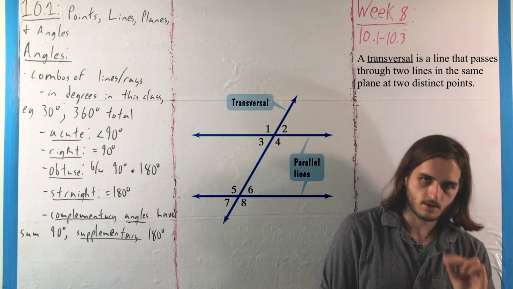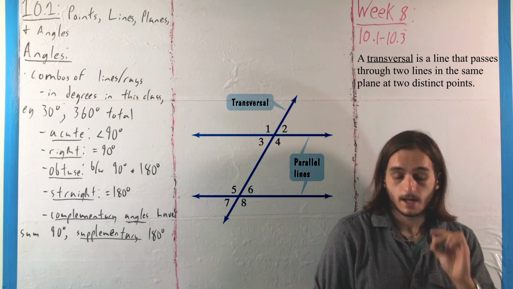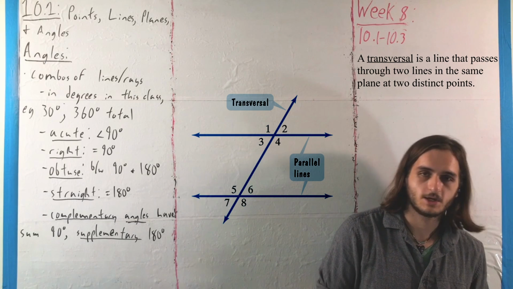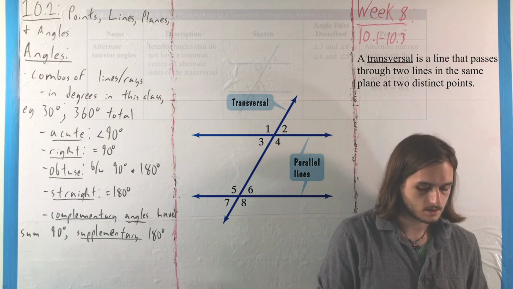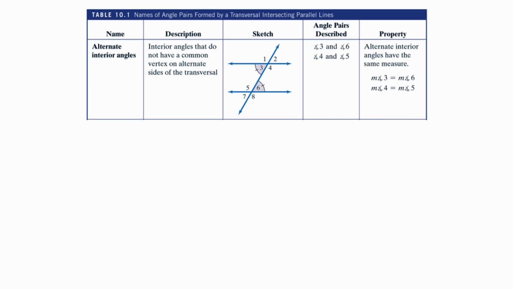With transversal lines and parallels, we have some very important relationships that occur in terms of that collection of 8 angles, where we have constructions like alternate interior angles, which are angles that do not have a common vertex, are on the inside, as it were, of the parallel lines, and on opposite sides of the transversal, like 3 with 6 and 4 with 5, where alternate interior angles have the same measure. 3 is equal to 6 in measure, 4 is equal to 5 in measure.